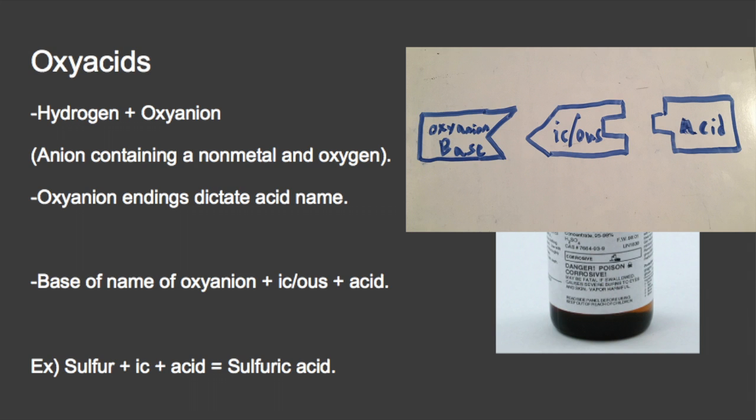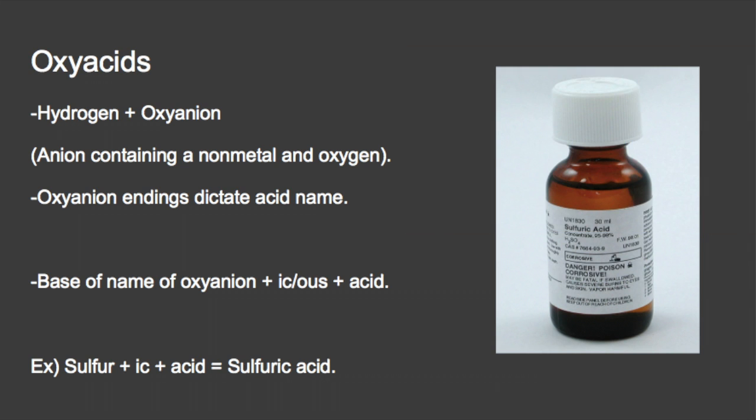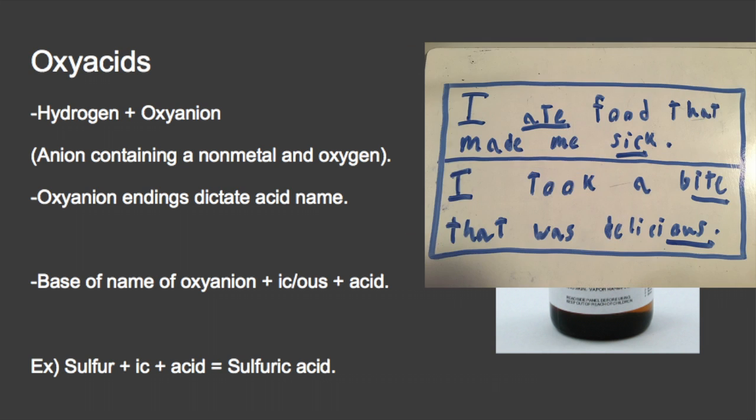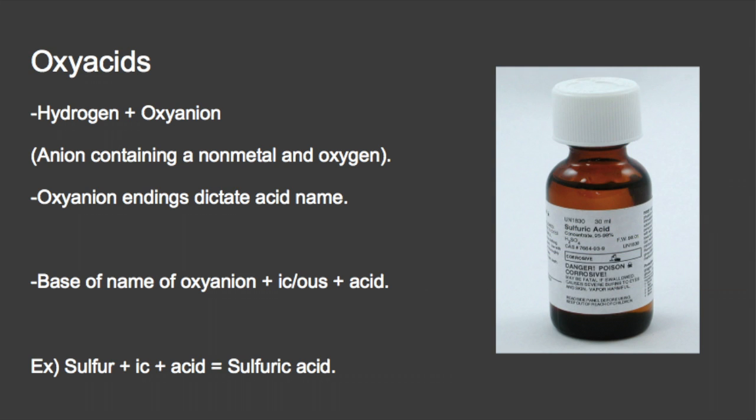formula. Unlike with binary acids, you completely disregard hydro as the prefix. Instead, you start with the base name of the oxyanion. Now's where it gets a little complicated. If the oxyanion has the ending "ate", you would have to add "ic" to the base name of the oxyanion. If it has the ending "ite", then you would add "us" to the base name of the oxyanion. After that, you would add the word acid.